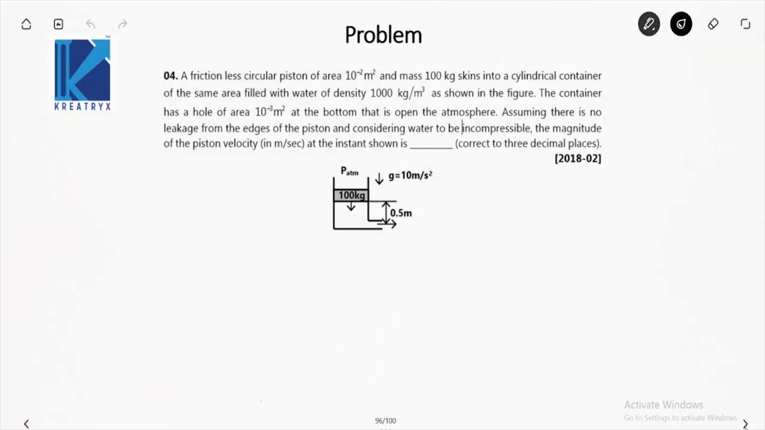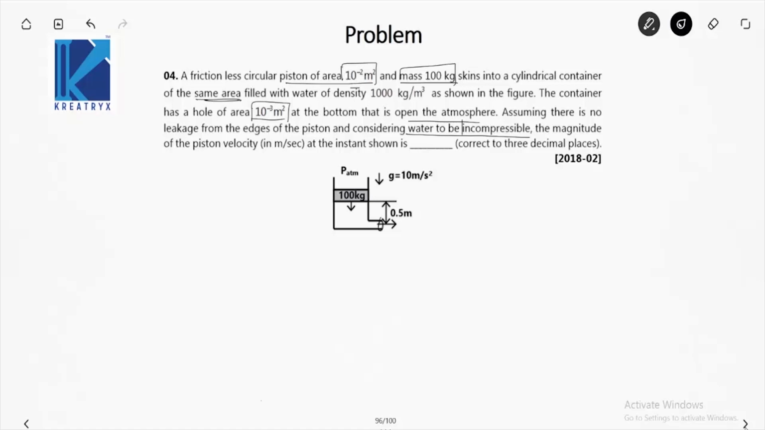A frictionless circular piston of area 10 raised to the power -2 meter square, mass 100 kilogram, sits in a cylindrical container of the same area, filled with water of density 1000 kilogram per meter cube as shown in the figure. The container has a hole of area 10 raised to the power -3 meter square at the bottom, that is open to the atmosphere. Assuming there is no leakage from the edges of the piston and considering water to be incompressible, the magnitude of the piston velocity at the instant shown is.